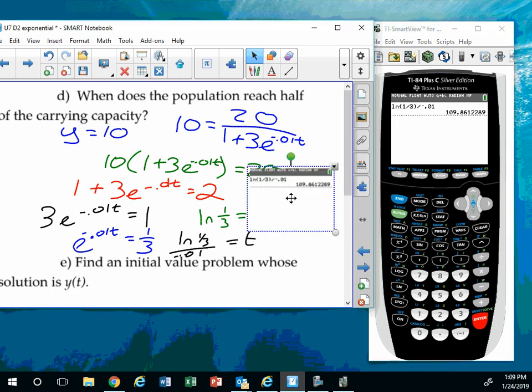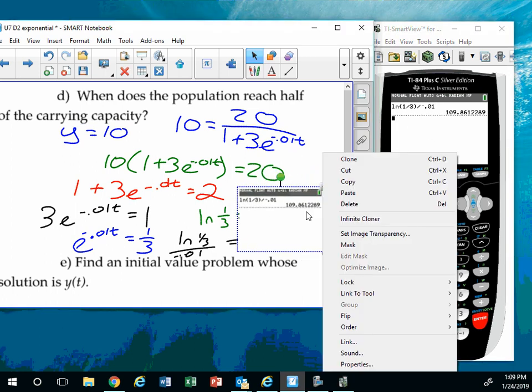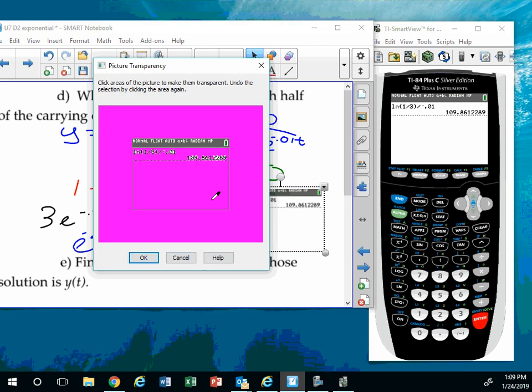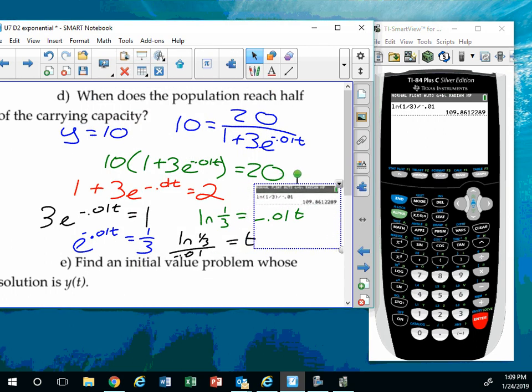109 point stuff. I like that. That's good. It doesn't say the units, so I'm just going to put time, because I didn't give you units.